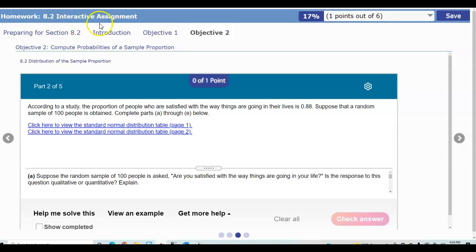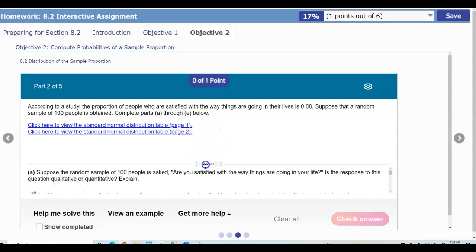Section 8.2 Interactive Assignment Objective 2. According to a study, the proportion of people who are satisfied with the way things are going in their lives is 0.88. Suppose that a random sample of 100 people is obtained. We're going to complete parts A through E below.